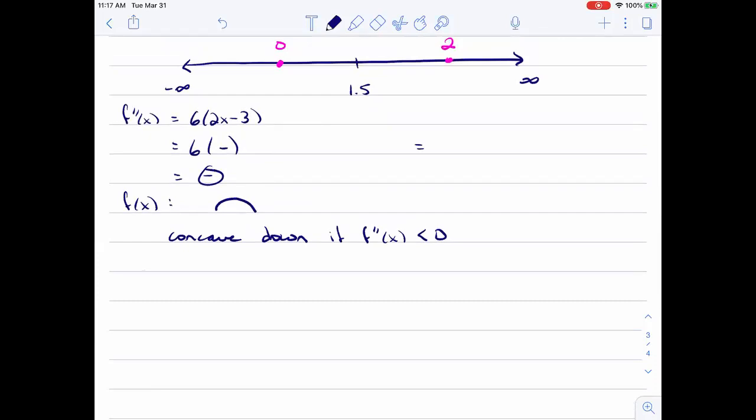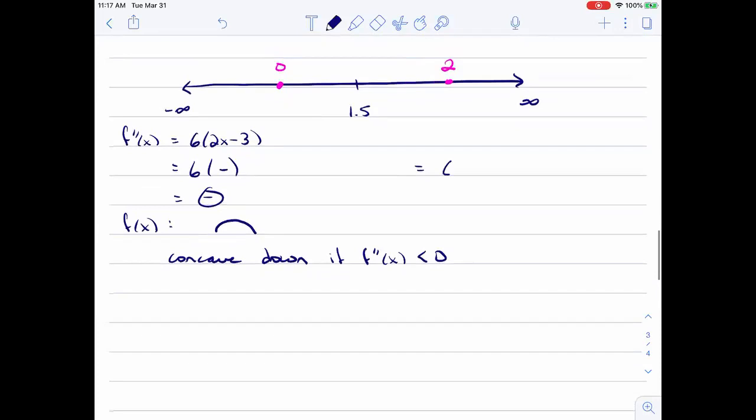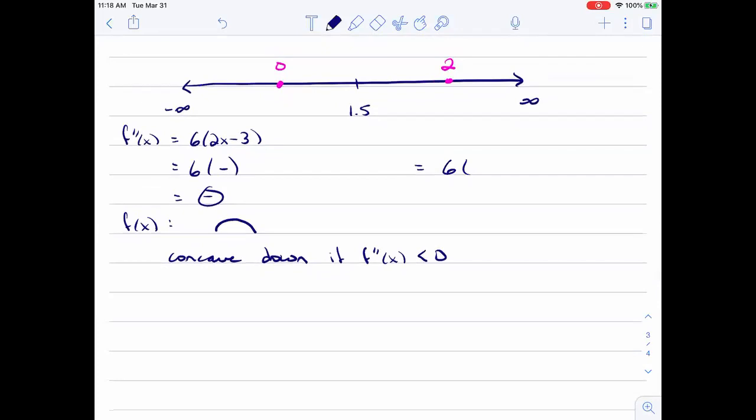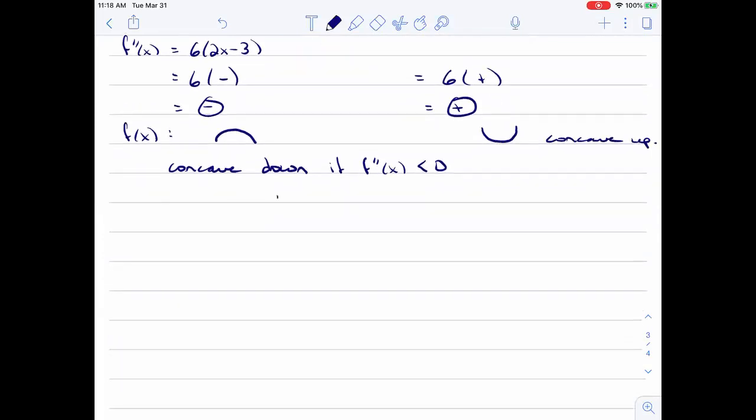Let's have a look at the second derivative when x is 2, for example. So on the right-hand side of 1.5, we get 6 times 2 times 2 minus 3. So 4 minus 3 is positive. So I get a positive number. So f of x must be concave up. Concave up if f double prime of x is greater than 0.